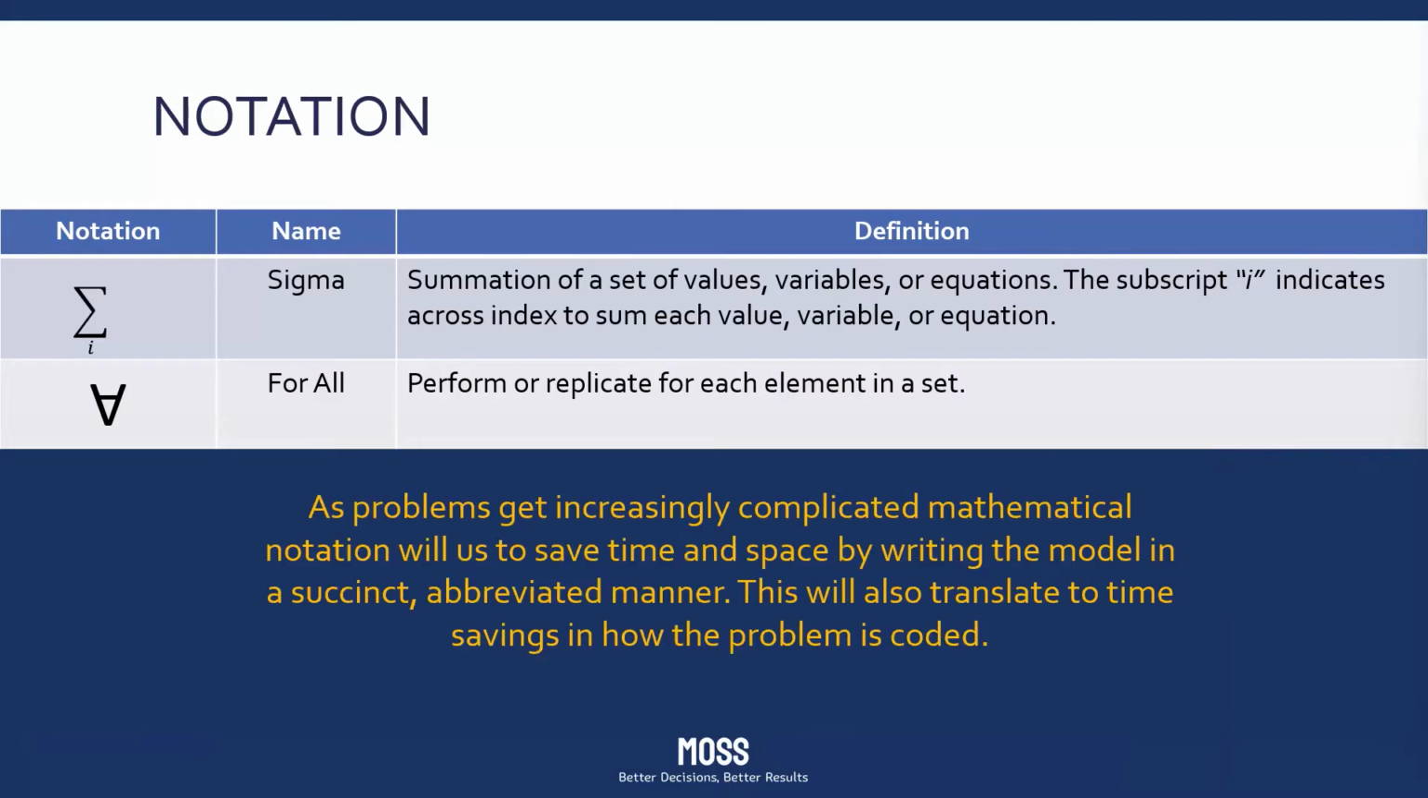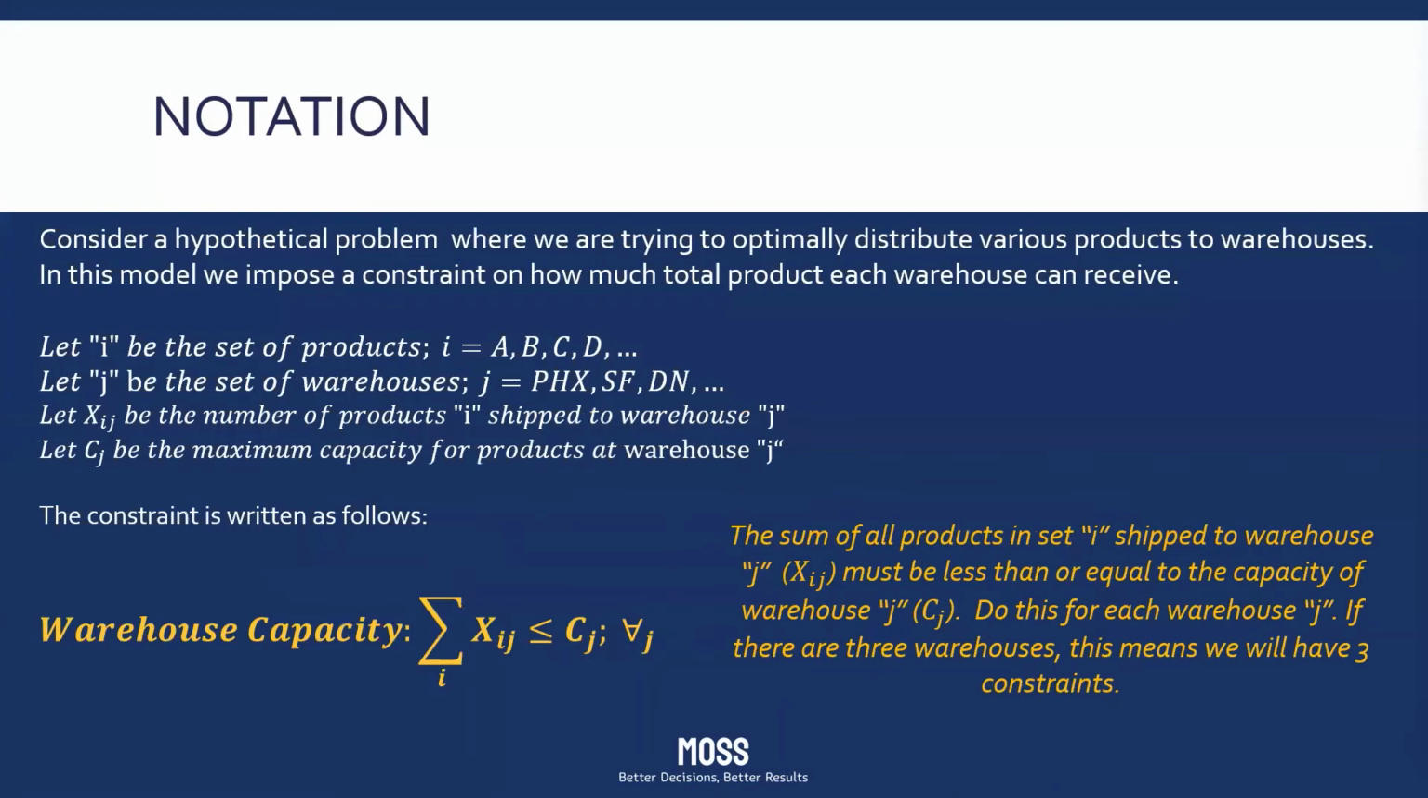So to help maybe explain this a little bit better, the reason we care about notation is because as problems get increasingly complicated, the mathematical notation is going to allow us to save a lot of time and space when we're writing the model out. We'll be able to do it in a succinct and abbreviated manner. And this will translate into coding, which is important, because as you start to code bigger and bigger problems in Python, being succinct with your code is going to make it much more readable and accessible and sustainable in the long run. So with that, let's just do a quick example.